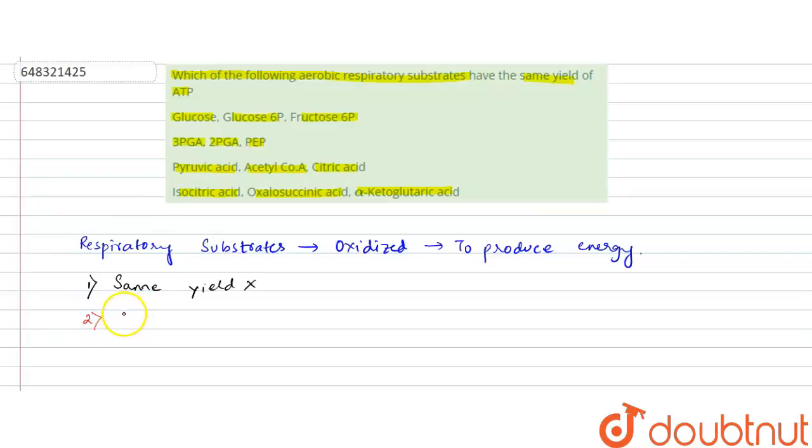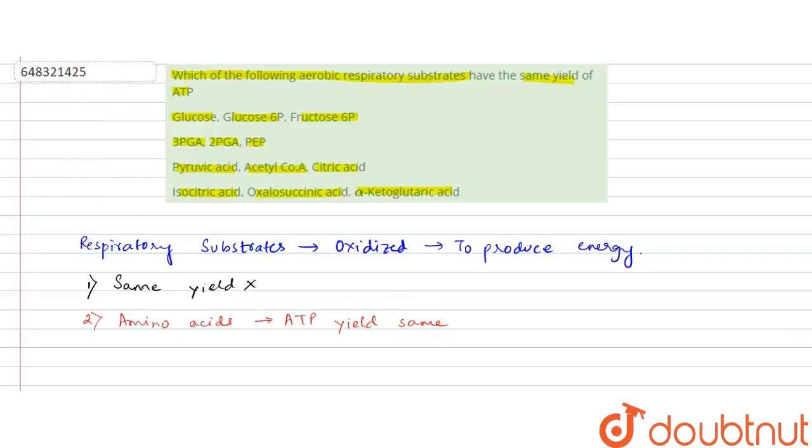So now let us move on to the second option that we have, that is 3-PGA, 2-PGA and PEP. Basically in this case the respiratory substrate is amino acid. So all these conversions are happening upon the amino acid, and in this case scenario we can see that the ATP yield is the same.